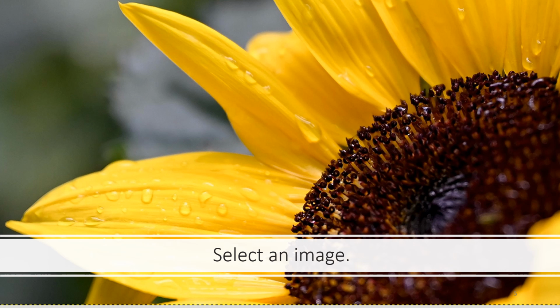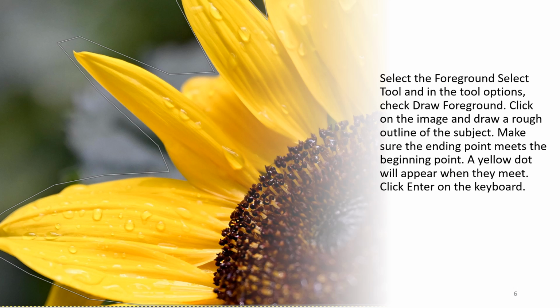Select an image. Select the Foreground Select tool and in the tool options check Draw Foreground. Click on the image and draw a rough outline of the subject. Make sure the ending point meets the beginning point. A yellow dot will appear when they meet. Press Enter on the keyboard.